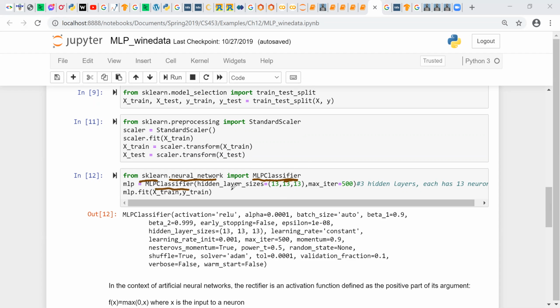And here we specify the hidden layer sizes. Be careful: here we have 3 hidden layers, and each layer has 13 neurons. So you have 3 hidden layers, each with 13 neurons.